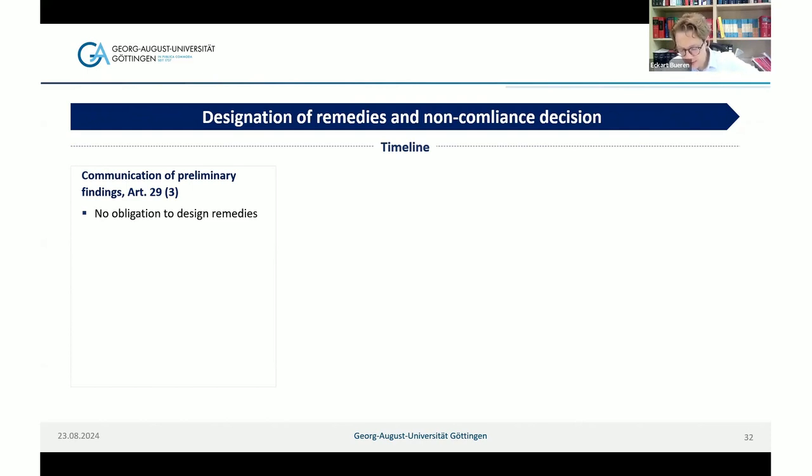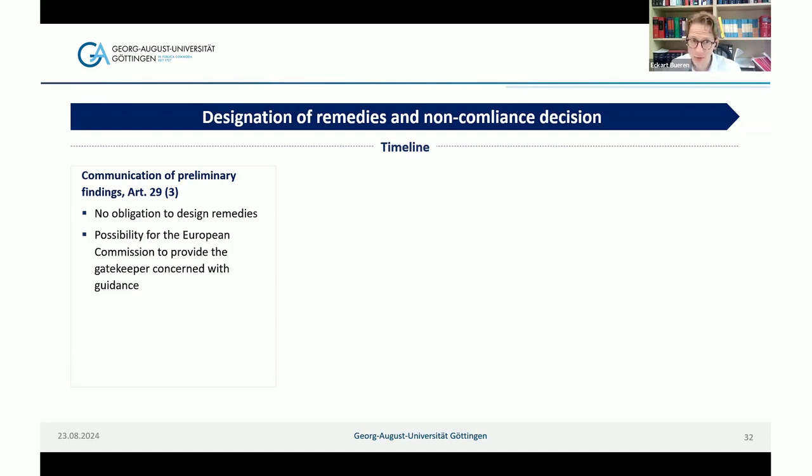In those preliminary findings, the Commission shall explain the measures it is considering taking, or that it considers the gatekeeper should take in order to effectively address the preliminary findings. So it explains either the measures that the Commission is considering taking, or that the Commission considers that the gatekeeper should take. So this is what the Commission is expected to do in this stage.